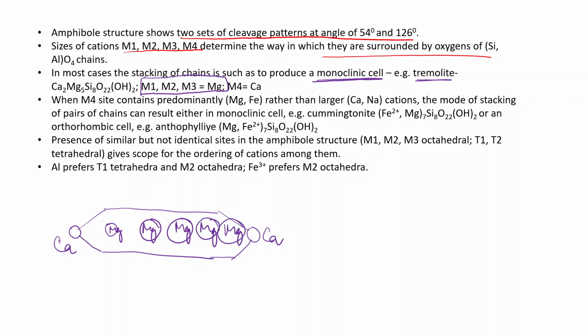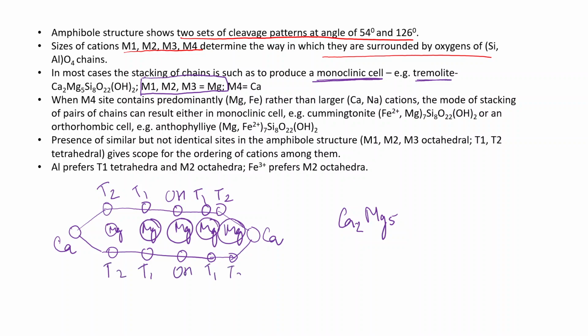So how many do we have? We now have Ca2Mg5, and then of course we have the tetrahedra. So this was 1, 2, 3, 4 OH, 1, 2, 3. So I should write T2 T1 OH, T1 T2, T2 T1 OH, T1 T2.